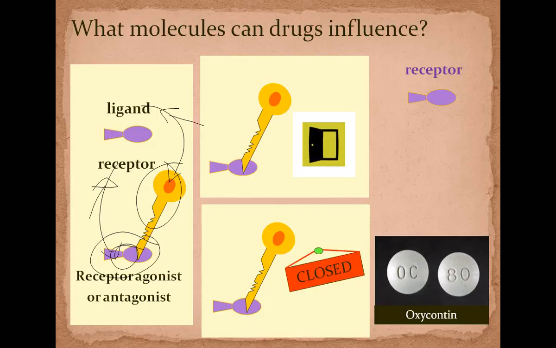Oxycontin is a receptor agonist? I think it's an antagonist, but it might be. It's one or the other. Wouldn't it stop, like, close off the pain? I'm not sure. We're going to have to stay tuned.